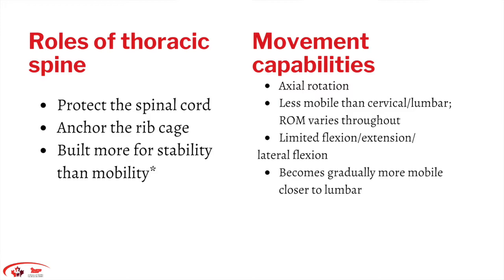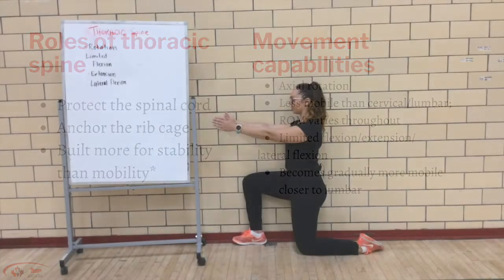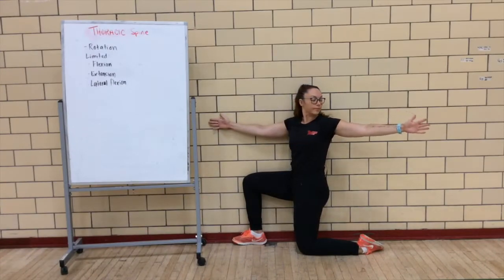So it's less mobile than your cervical and lumbar spine, but even within the thoracic spine, the range of motion varies. Gradually, as we move down towards the lumbar spine, it becomes more mobile. And again, in the following video, I'm going to show you what all of these movements look like in your thoracic spine. So for movements, first up we have rotation.